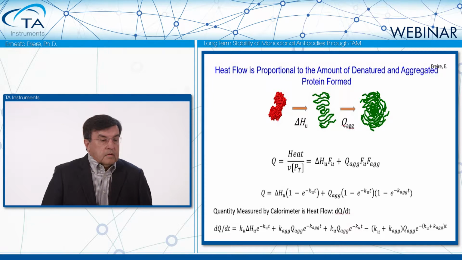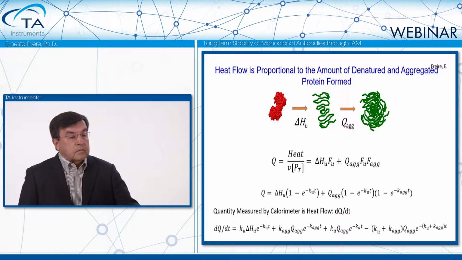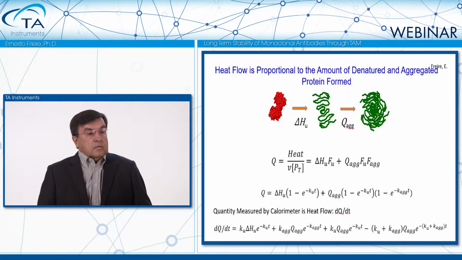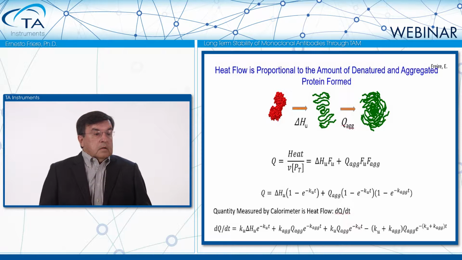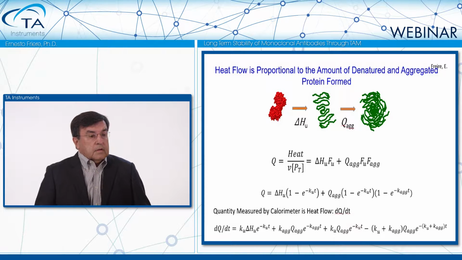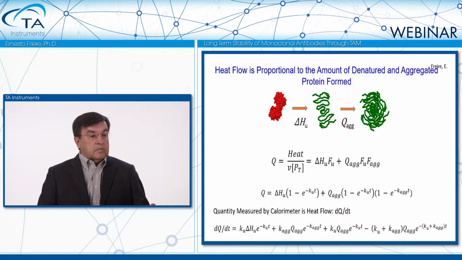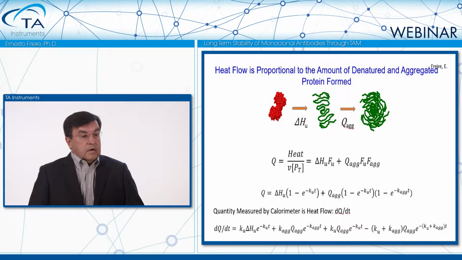Now, these are just equations that explain the type of analysis that is made. As I said, we have 2 steps in this reaction. One is the denaturation, characterized by an enthalpy, and the other one, the aggregation, characterized by some heat of aggregation. And the total heat is going to be proportional to the amount of protein that has denatured plus the amount of protein that has been aggregated, each one multiplied by the amount of heat that they produce. And that can be written in terms of the rates Kag and Ku. And at the end, the quantity measured by the calorimeter is the heat flow, that is the rate at which the heat is produced or absorbed, and the last equation describes that process.